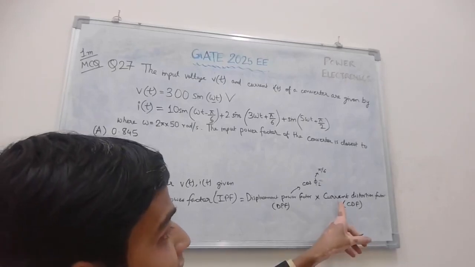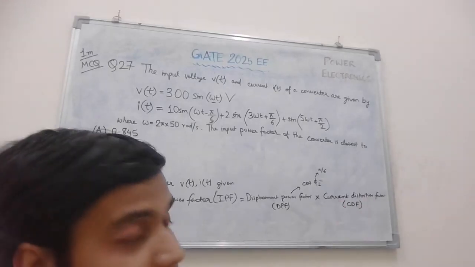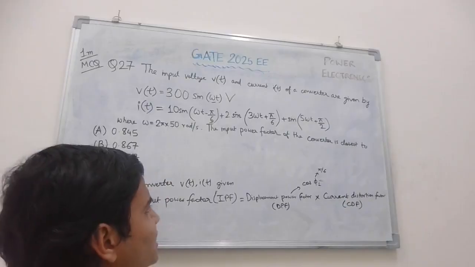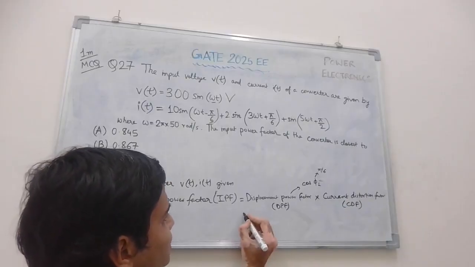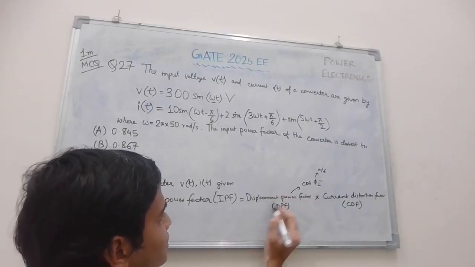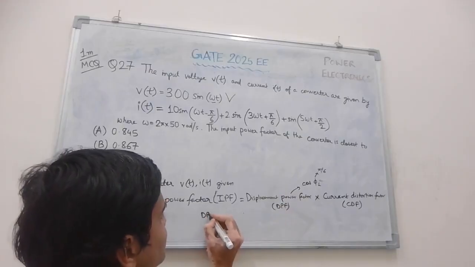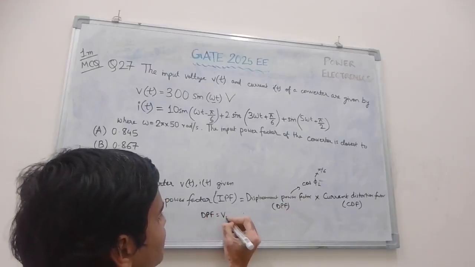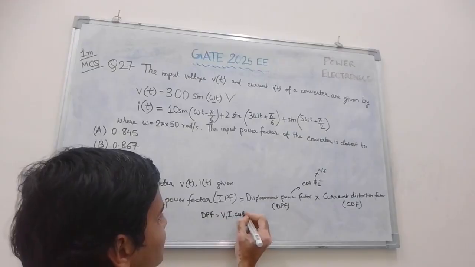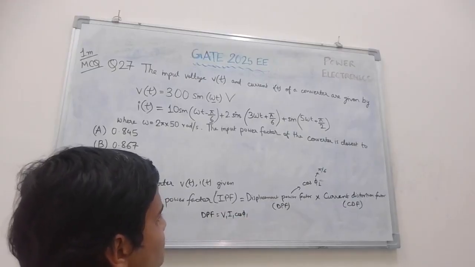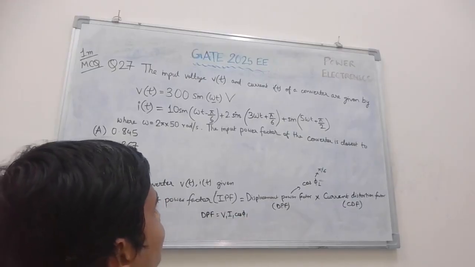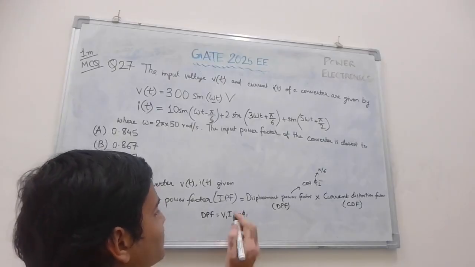And as you can see, we also need another factor, which is current distortion factor, CDF. What is current distortion factor? That was your DPF, just like V1 I1 cos phi 1, of course, RMS values. What is CDF?